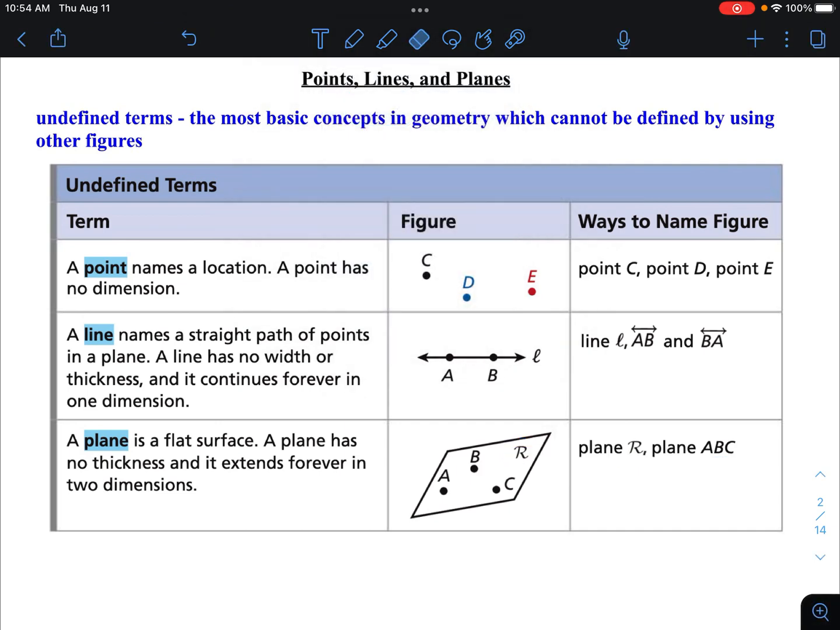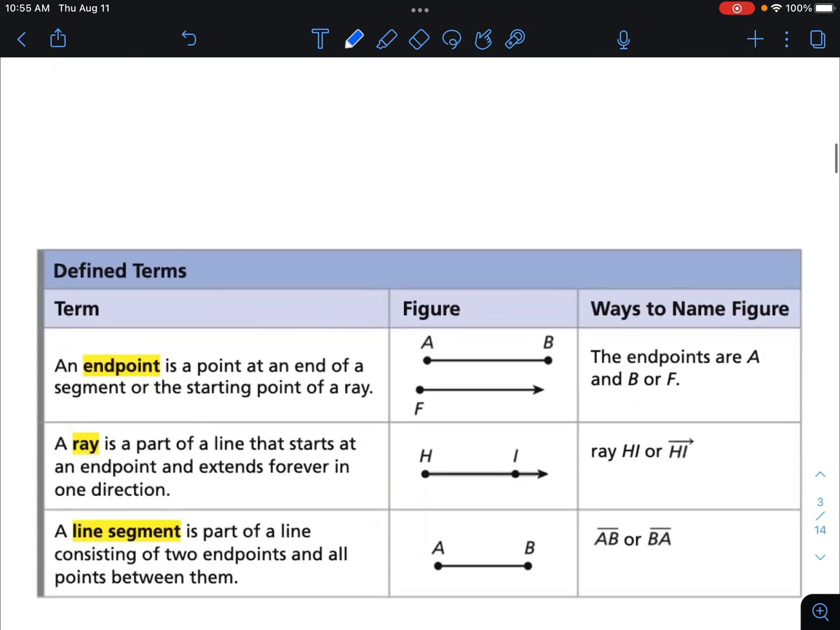I'm going to give you a little extra tip here. We'll cover this later, but these 3 points right here need to be non-collinear points, and we'll talk about what that means a little bit later. You want them to be non-collinear.